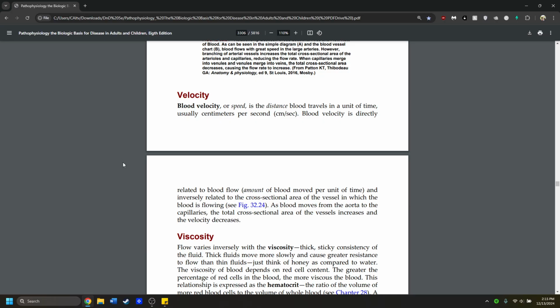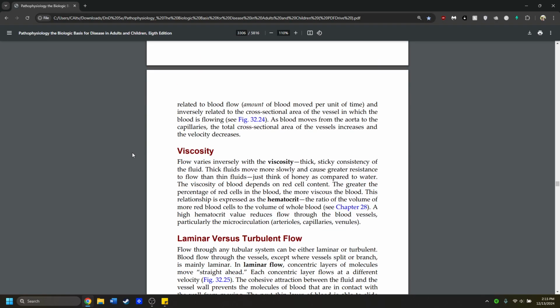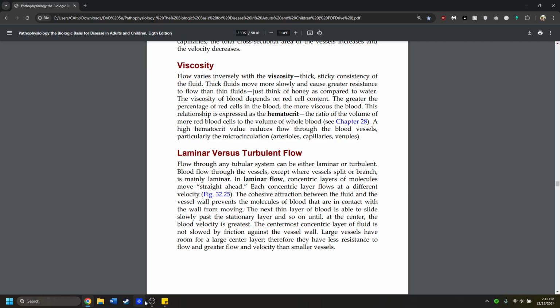So, what does that mean for us in terms of velocity? Well, blood velocity or speed is the distance blood travels in a unit of time, usually centimeters per second. Blood velocity is directly related to blood flow, the amount of blood moved per unit of time, and inversely related to the cross-sectional area of the vessel in which the blood is flowing. As blood moves from the aorta to the capillaries, the total cross-sectional area of the vessel increases and velocity decreases.